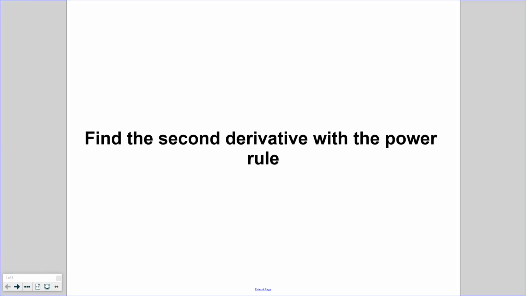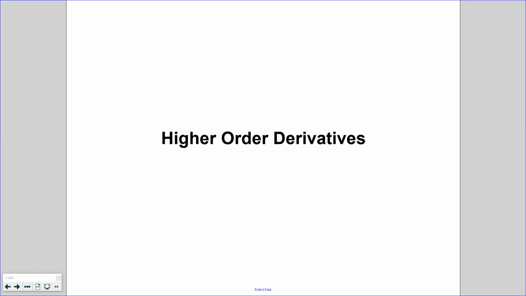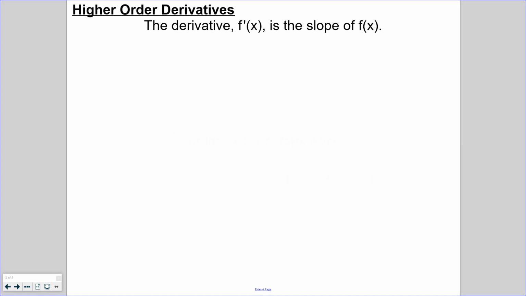The second derivative with the power rule. So in this video, we're going to be looking at higher order derivatives. So what are higher order derivatives? Well, we've already talked about the derivative, which is denoted with f prime of x, and we know that this represents the slope. And let's remember, another word for slope is rate of change, or how fast or slow our function is changing the height.